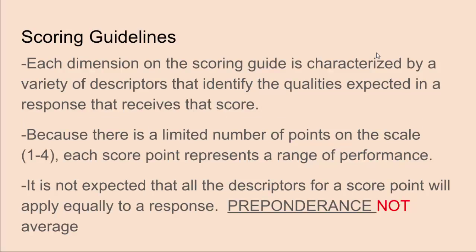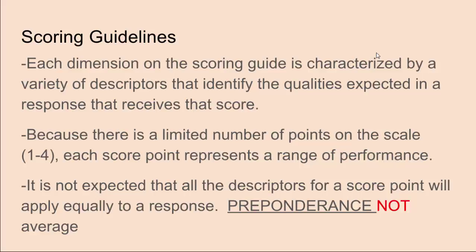And a couple reminders, each dimension has a lot of descriptors. You see a lot of bullets in those columns. Remember that a student does not have to have every bullet to score in that category. And there are a limited number of points on the scale. We don't have, thankfully, a 999-point scale. So each point really represents a range. You've got high ones and low ones, high 4s and low 4s.